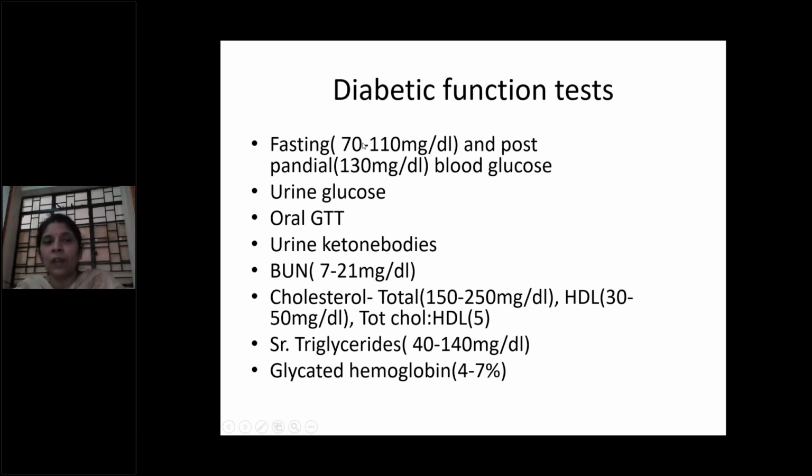The normal range for fasting blood sugar levels is 70 to 110 milligrams per deciliter. For postprandial, that means 2 hours after the intake of food, that is called postprandial. You ask him to record the time when he started eating, and then you have to take the blood after 2 hours. The normal postprandial blood glucose level is 130 milligrams per deciliter.